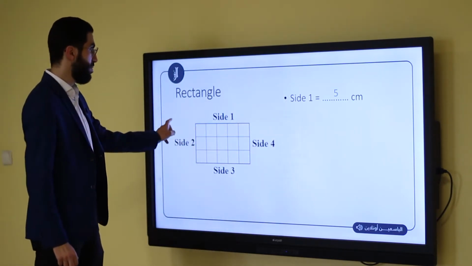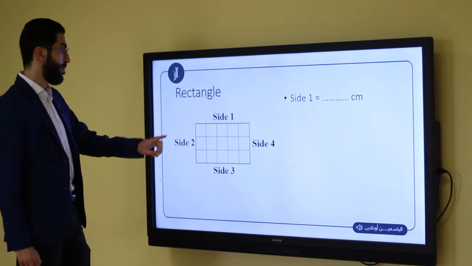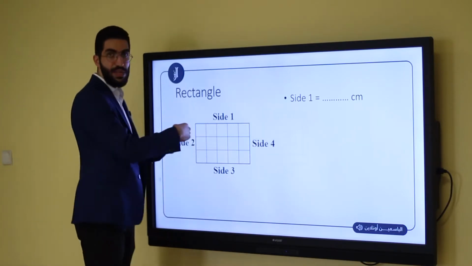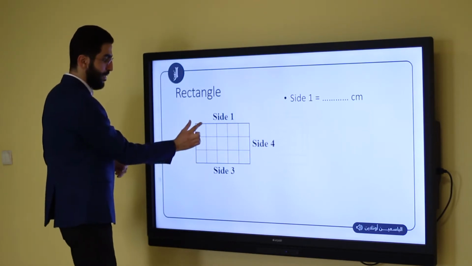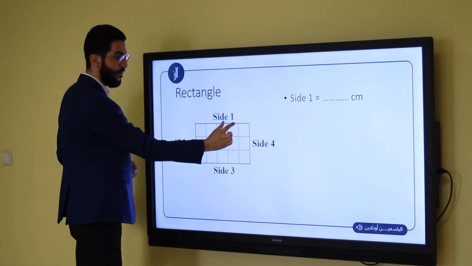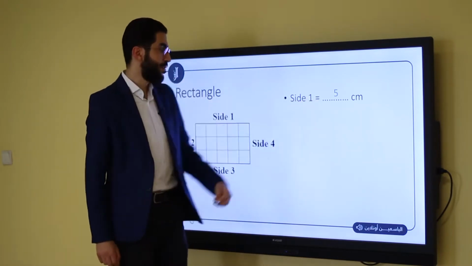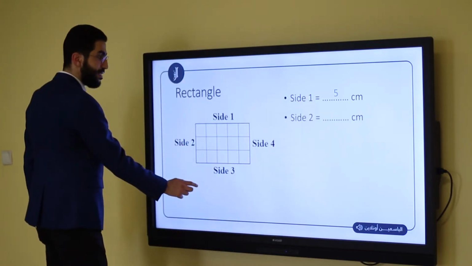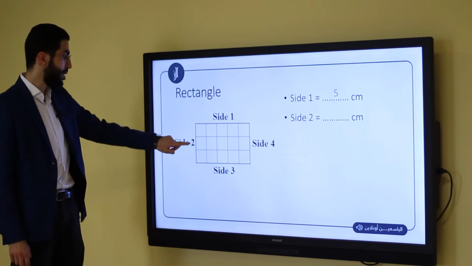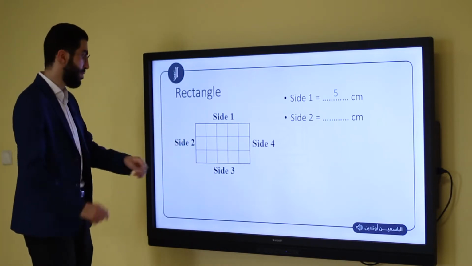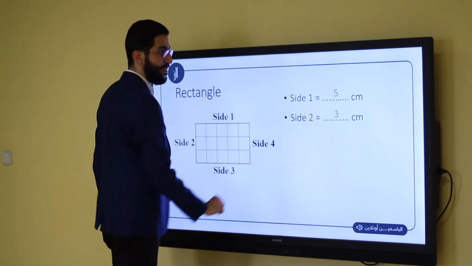So now we need to measure each side of the rectangle. For example, here we have side 1. Instead of measuring with a calculator, we measure by counting how many squares. So this is 1 centimeter, 2, 3, 4, and 5. So side 1 is equal to 5 centimeters. Now side 2, the same thing. To calculate the length of side 2, we count how many squares, because again each square is 1 centimeter. So 1, 2, and 3. So side 2 will be 3 centimeters.